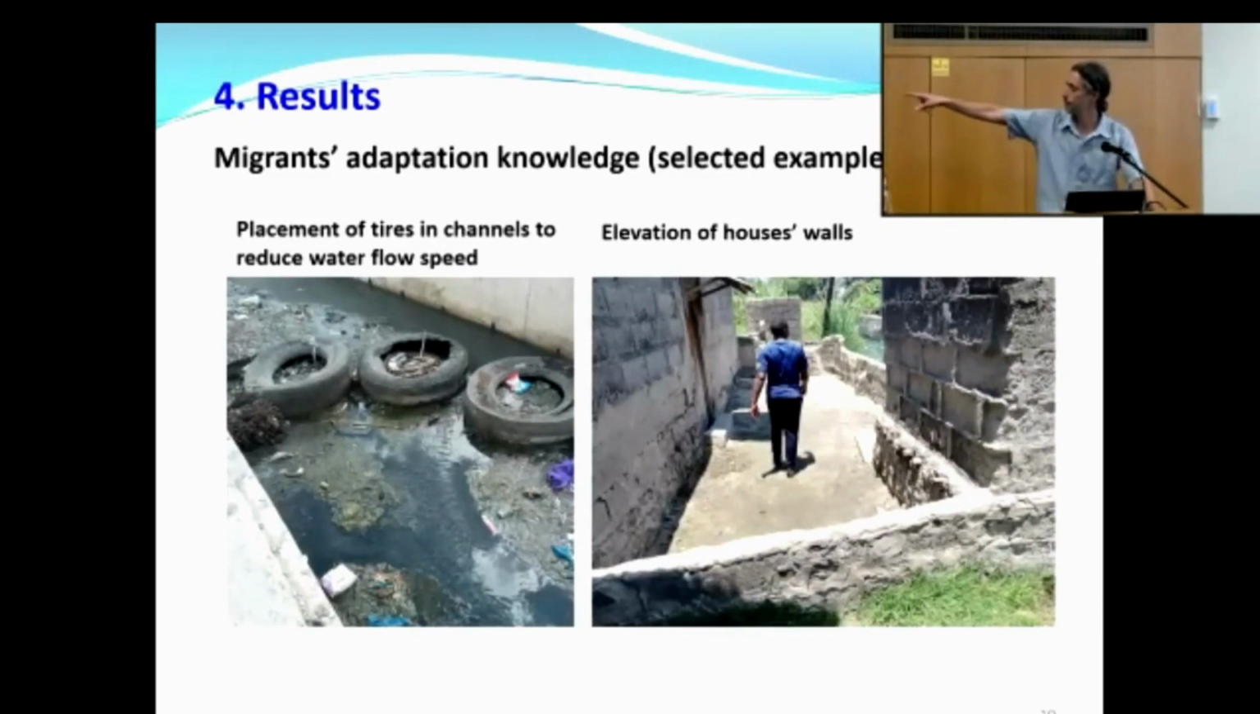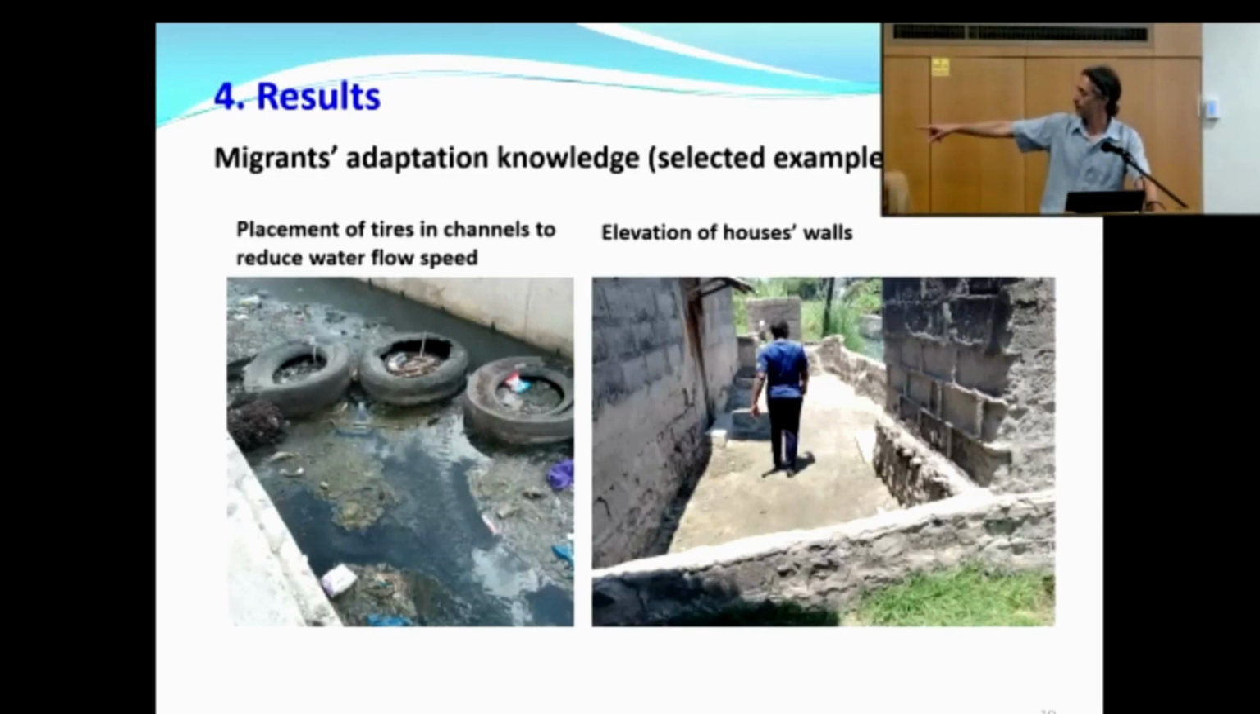So you can see tires in the left picture. They put these tires down and tie them to make them stay in the same place. Whenever there's a flood, it's supposed to reduce the erosive power of the water and so reduce the negative effects of flooding. Whether this can be upscaled to a city level, I doubt very much. But this is just an example that we had a picture of that Agnes took.